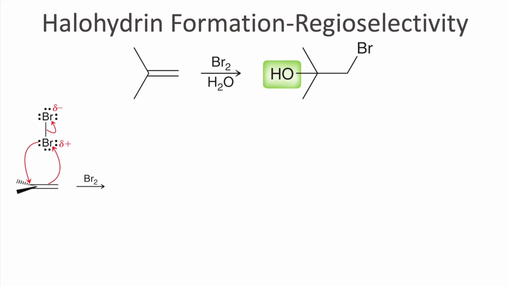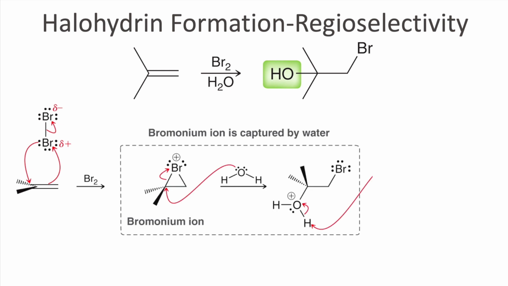Remember that in the first part of the mechanism, you react with the molecular bromine to form your bromonium ion. Now, with the bromonium ion, then you have your water doing the attack. It will attack on the more substituted carbon, and then the protonation step. So now let's go back to the step where the bromonium ion is captured or reacted with water. How does water choose which side, which carbon to attack on?